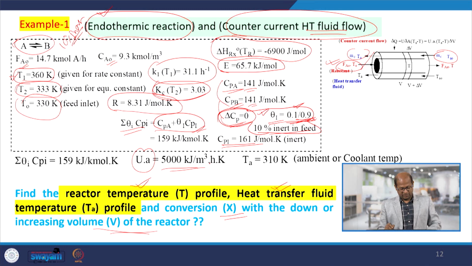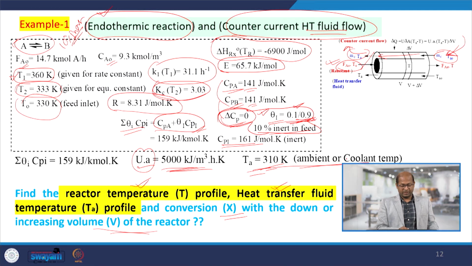And with that, UA is the heat transfer area per unit volume times the overall heat transfer coefficient, that product is given for this particular system. T_a is the ambient temperature or coolant temperature at which coolant is supplied here, the inlet temperature, that is given as 310 kelvin. At this temperature coolant enters the heat exchange side, and it would leave at a different temperature. Along this length the temperature at different points would be different, that actually we are going to find out. Okay. So, these components are given.